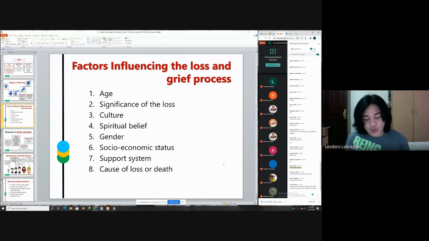And of course, culture also influences the loss and grieving process. In fact, there are some cultures wherein emotionally showing that you are grieving is acceptable. But there are some cultures wherein you are not allowed to express your grief. You are not allowed to mourn. It depends on the culture.